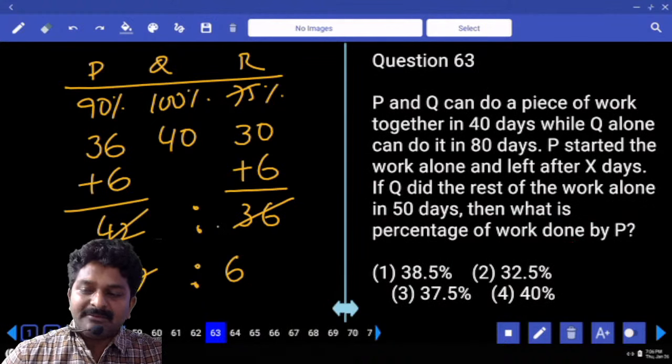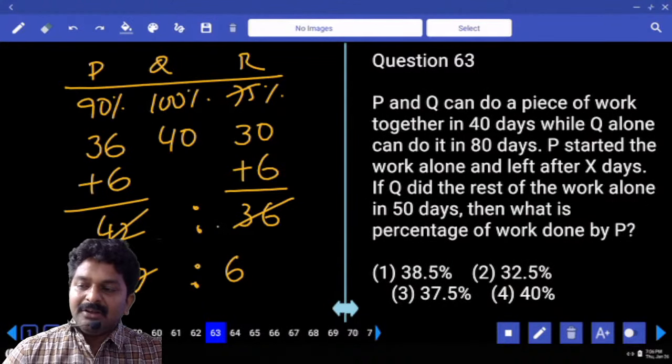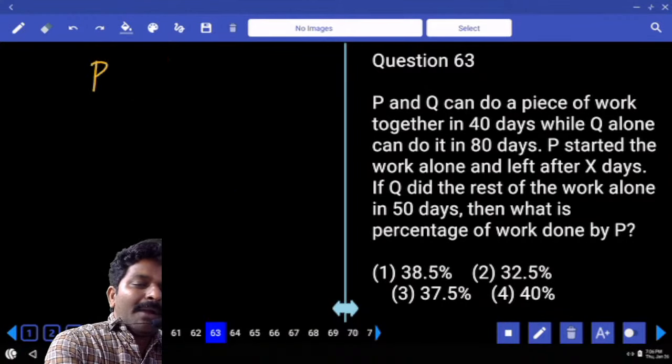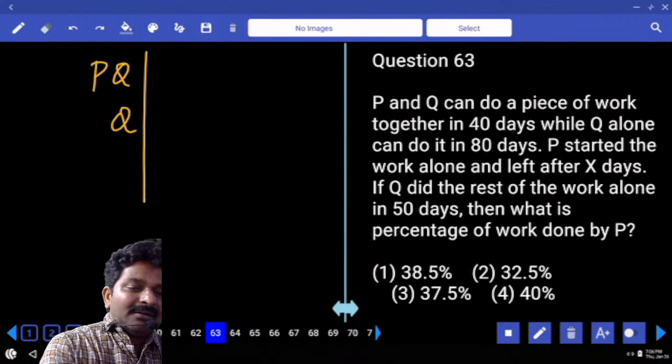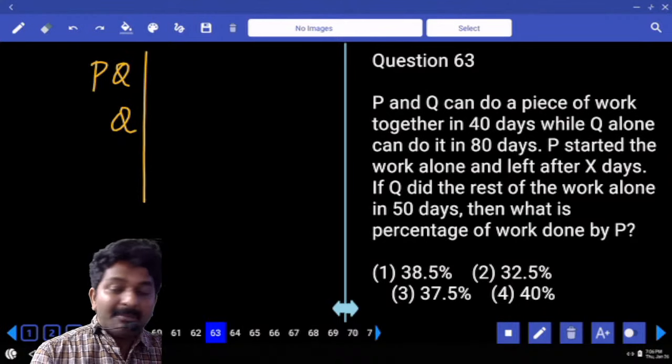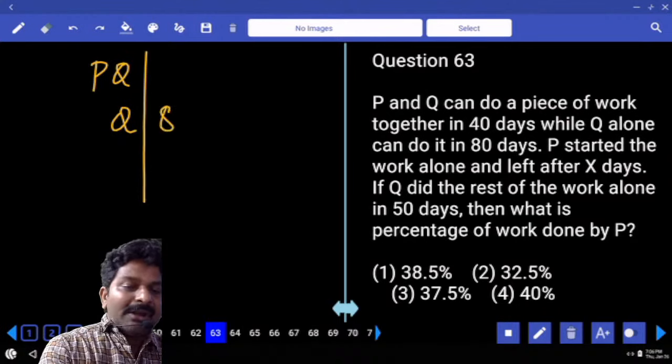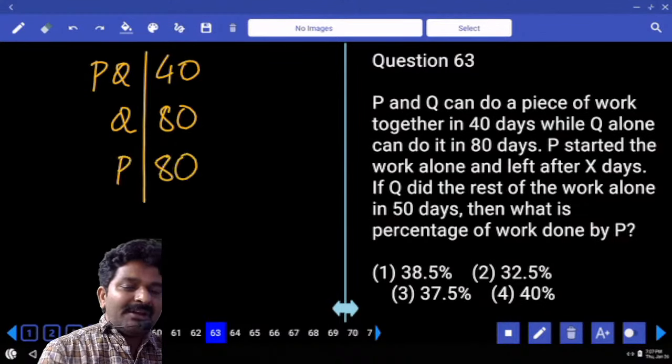PQ can do a piece of work together in 40 days, while Q alone can do the work in 80 days. Now, if you have command over time and work, if Q alone does it in 40 days, PQ in 40 days, P also can do it in 80 days.